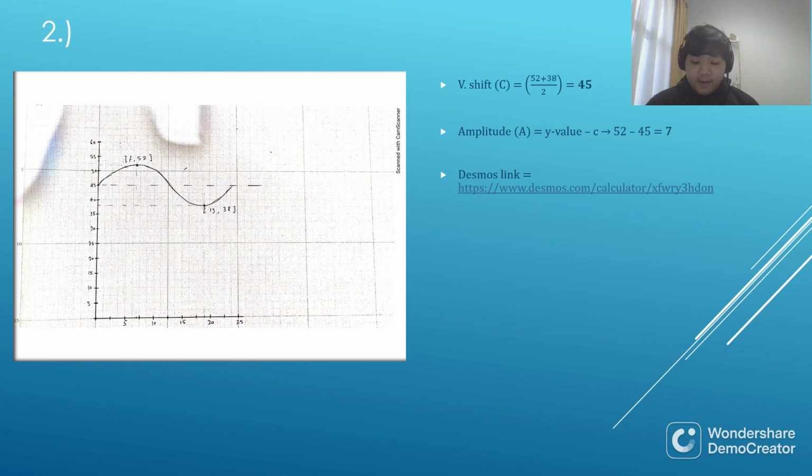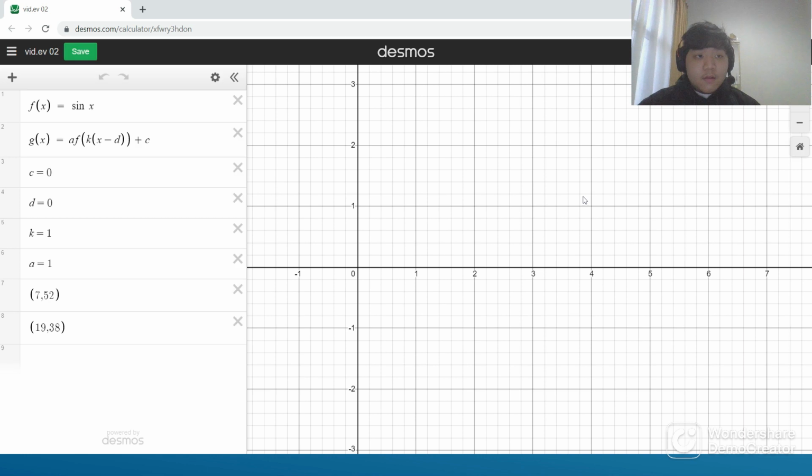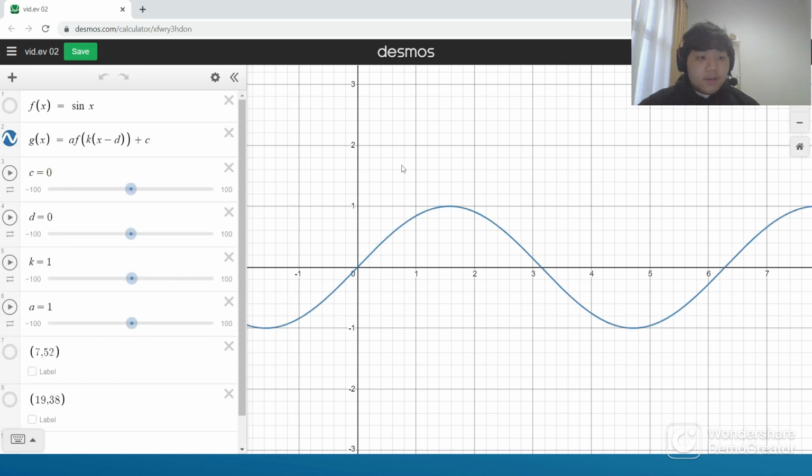Now, to find the rest of the question, which is the period and the equation of the axis, it'll be too hard for us to determine from the handmade graph itself. So I use the help of Desmos once again. As you can see on your screen right now, this represents the function of sin x. And the g(x) over here will be the function for the equation that we are supposed to find. From what we discussed before, we already know that the midpoint, which is C, is supposed to be 45.